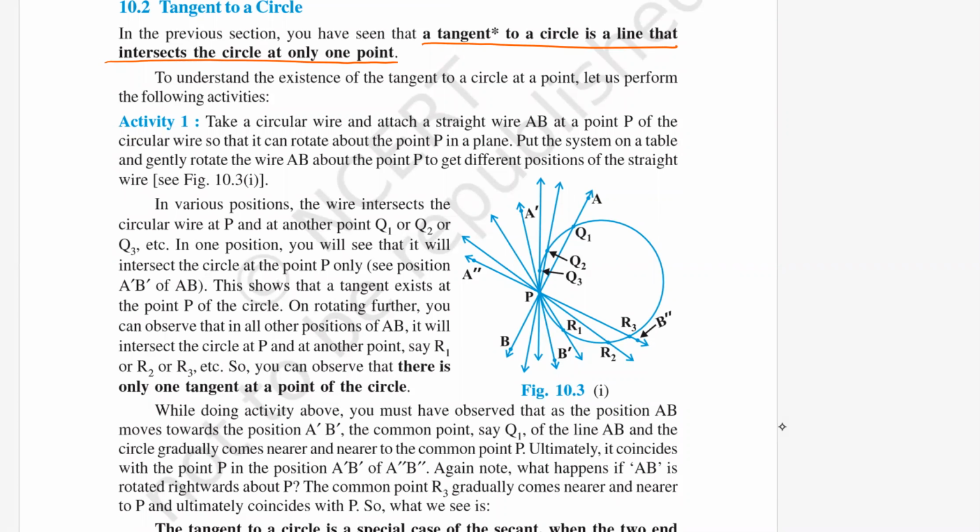Now, if I locate any one point on the circle, how many tangents can pass through this point? Only one tangent can pass through a single point on the circle. कोई भी एक single point है, तो वहां से सिर्फ एक tangent pass हो सकती है. हर point से सिर्फ एक tangent pass हो सकती है. So there is only one tangent at a point of the circle.